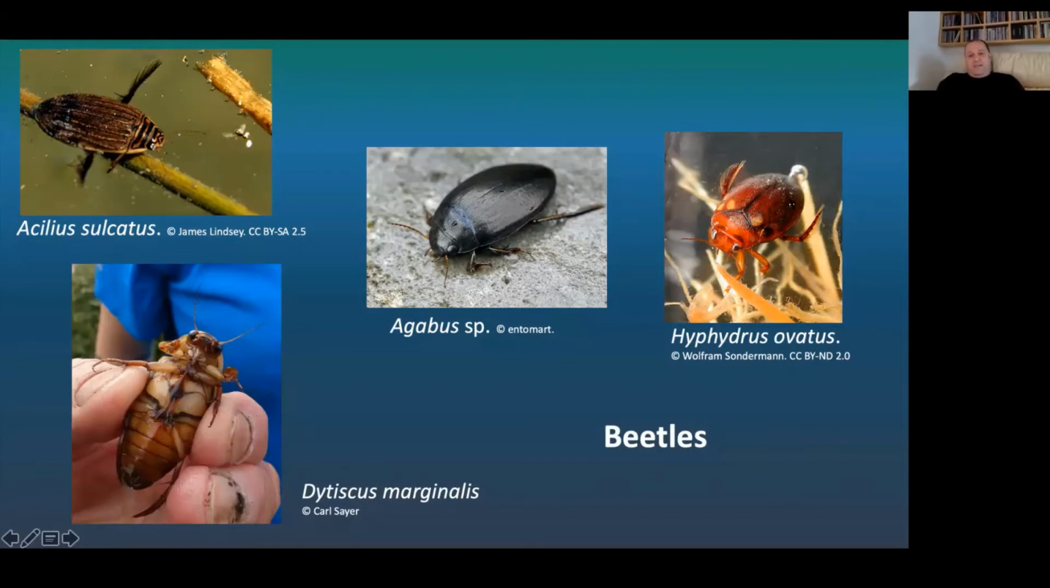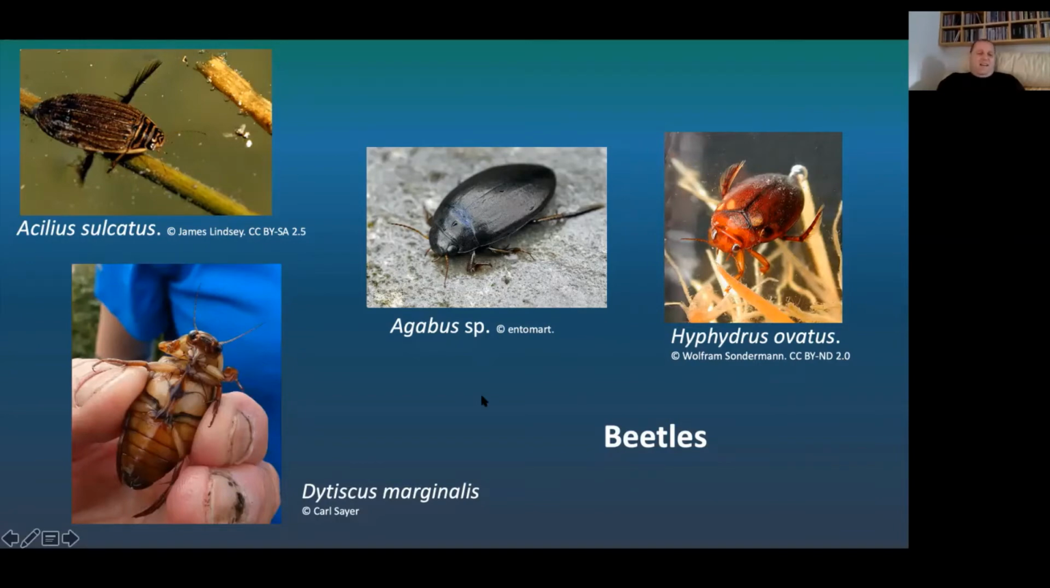This is a delightful little thing called Hyphydrus ovatus. It's only about 5 or 6 millimetres long, but as the name implies, it's very ovate. It's very rounded, like a maize seed or something like that. It's got a very plump appearance to it, and a quite chestnutty red colour as it swims through the water, so very distinctive.